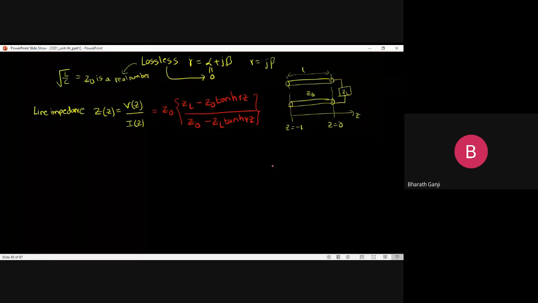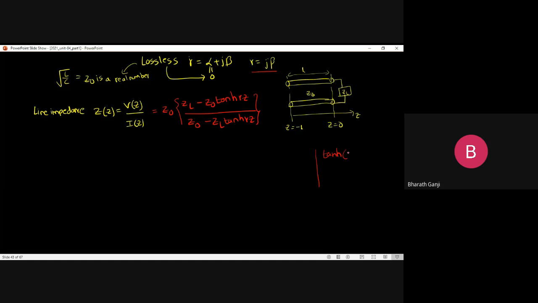Okay, here it is. Because gamma is now j beta. And here I'm going to use one trigonometric property, that is tanh of a complex number, say tanh of j theta is nothing but j times tan theta. Do you think it works out like that? Yes, sir, it works out. You can check it out in the proof also. So wherever you have tanh of gamma z, which is j beta z, it is nothing but j times tan beta z.